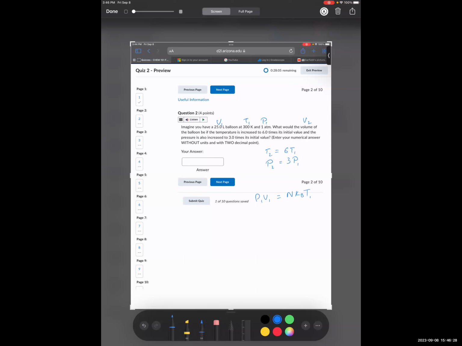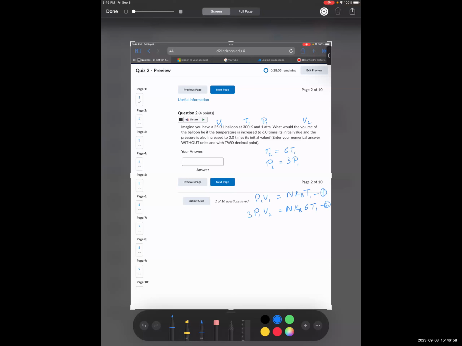So this is the initial one. Let me call it equation 1, and then we can write equation 2. In equation 2, the pressure is 3 times P1 now, the volume is what we're trying to find, V2, and N is N, k_B is a constant, and the temperature T2 is 6 times T1. This is our equation 2.